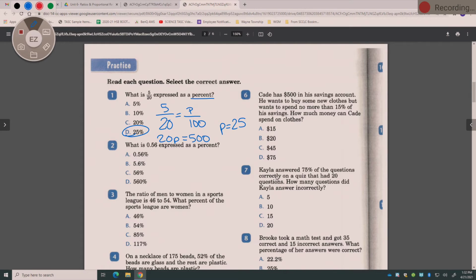So anytime they're asking you to go from a fraction to a percent, always check your denominator. Your denominator in a percent has to be over 100, and then you can simplify from there. So 5/20 is actually the simplified version of 25 over 100. So that's number one.